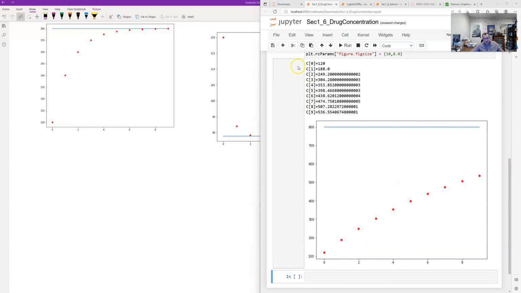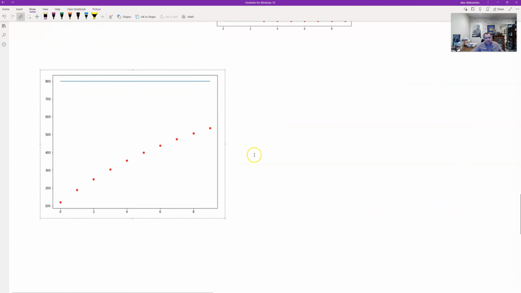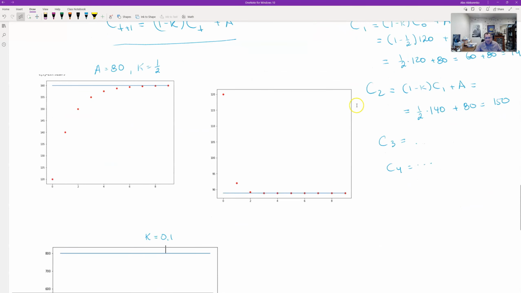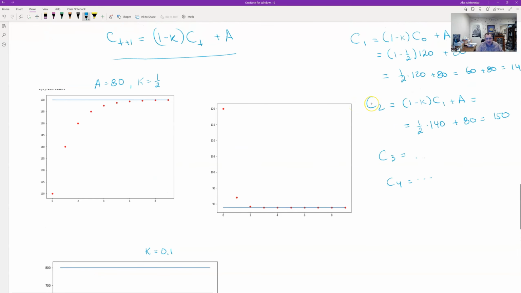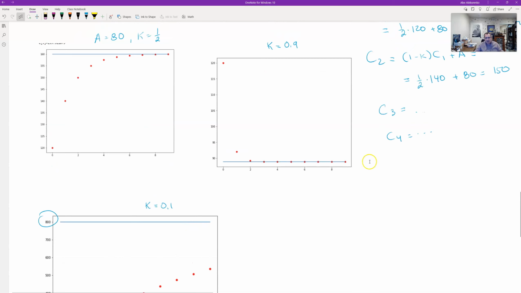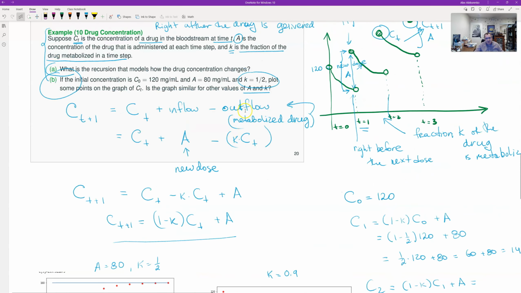Let's run the simulation here. Well, in that case, the picture is different. We have K equals 0.1, and that's that picture, and we have K equals 0.9, this picture. With a high metabolization rate, the steady concentration is very low. With a very low metabolization rate, the steady concentration is actually very high at 800 units, but you can see that it takes much longer to reach it. If you wish, you can use the Python code to compute additional parameters and play with the value of the constant A.